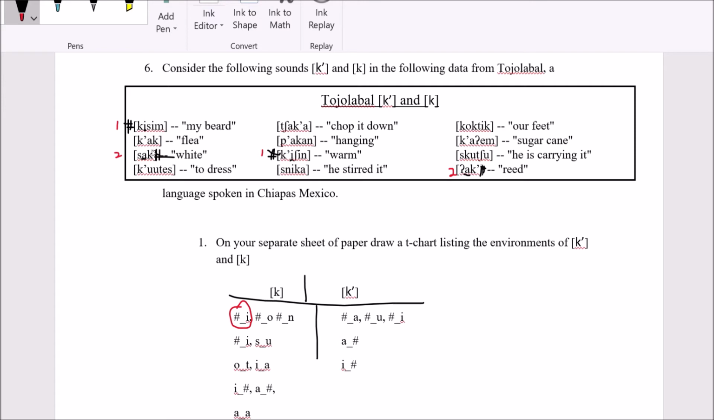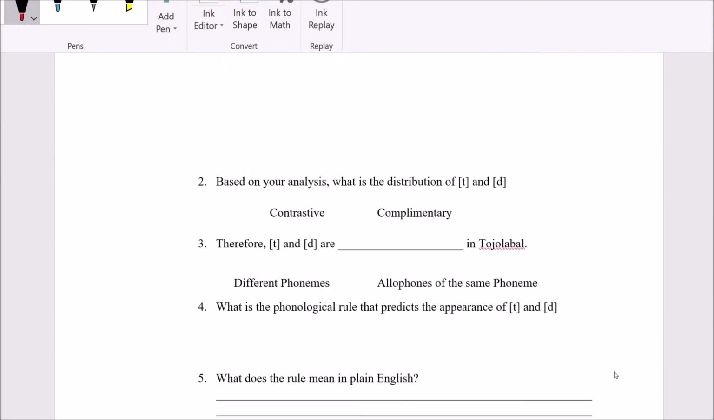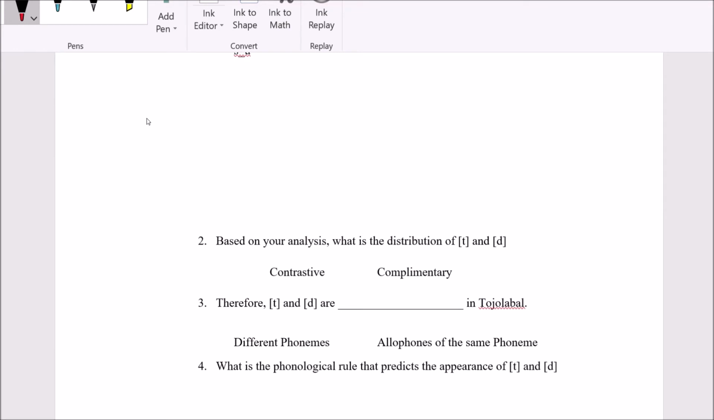You have k between the word boundary and e, then you have k between word boundary and e there. Here we have the other sound between word boundaries. So again, we can see that we have the same sound existing in the same environment in two words with completely different meanings. So we know that these are in contrastive distribution.